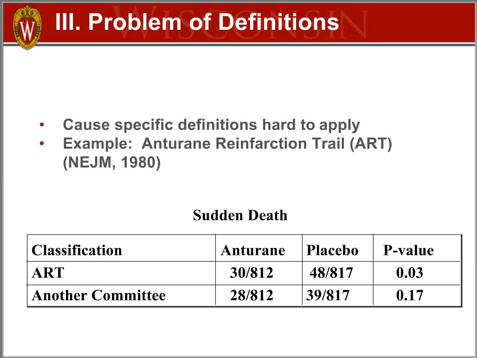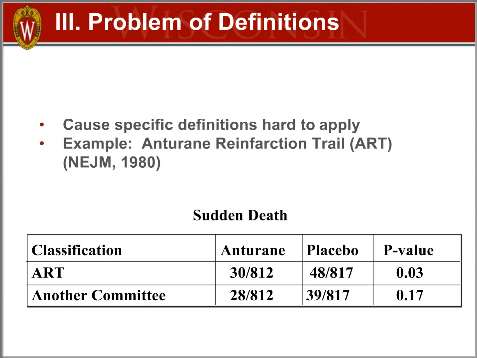Sudden death is an event which must be classified by someone, a physician or a group of physicians, and it's a matter of judgment. In the Anturane trial, they declared there to be 30 sudden deaths on Anturane and 48 on placebo, with a significant p-value. Because of all the controversies that surrounded the Anturane reinfarction trial and its classification of who was in and who was out of the analysis, the FDA asked for another committee to reclassify the sudden deaths, and they came up with 28 on Anturane and 39 on placebo, p-value of 0.17.